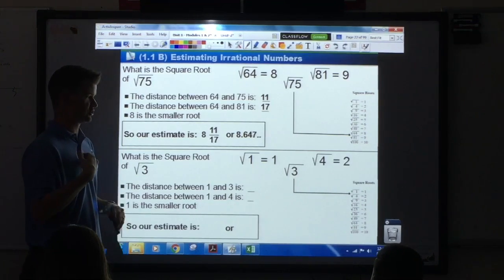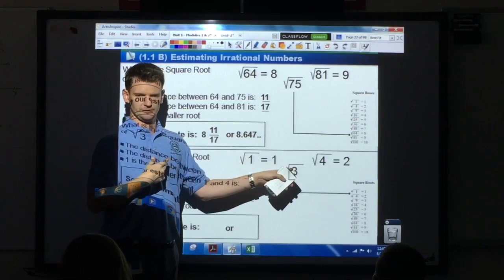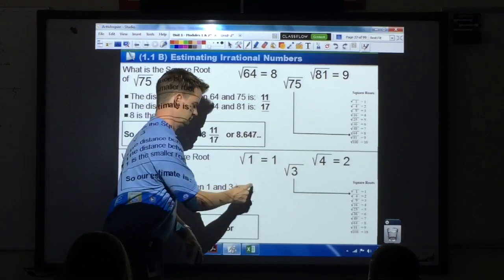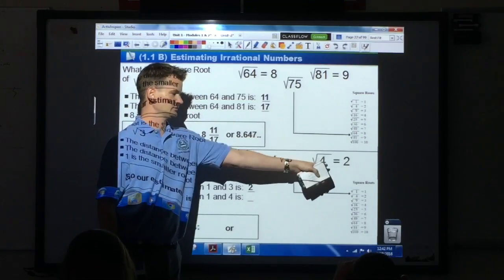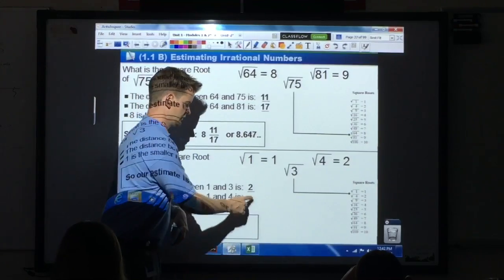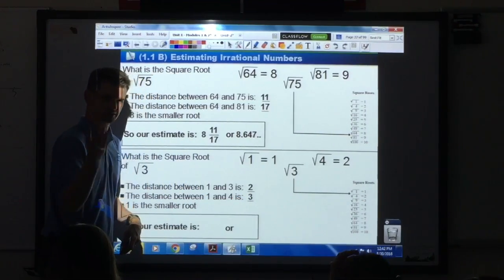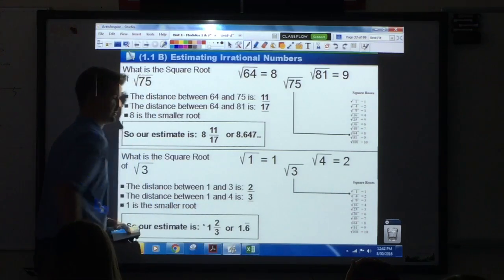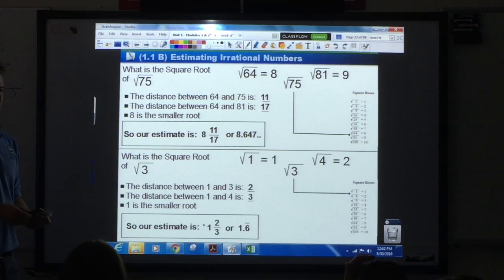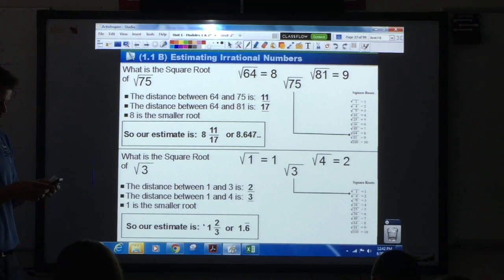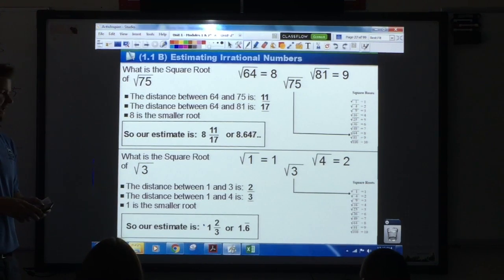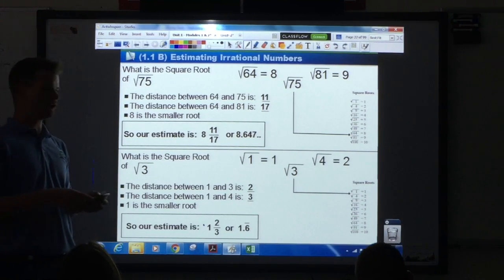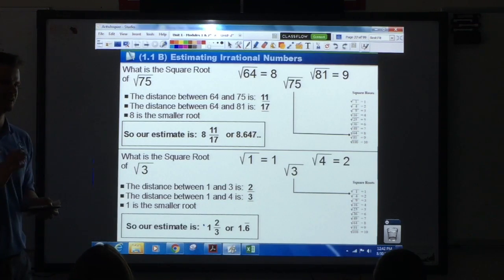Now, to find my fraction, what's the distance between 1 and 3? 2. What's the distance between 1 and 4? 3. The fraction becomes 1 and 2/3, which as a decimal is 1.6 repeating. Now, as the numbers get smaller, the estimates actually get a little farther off. If you take the actual square root of 3, you get 1.73. So that wasn't as close. It was about 7/100ths away, but it's still close enough.